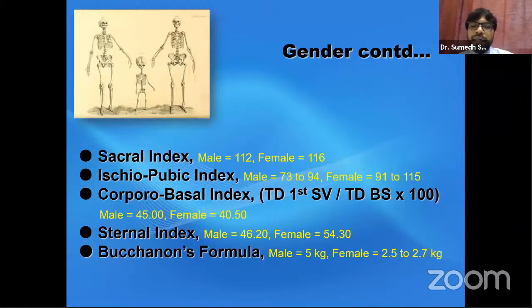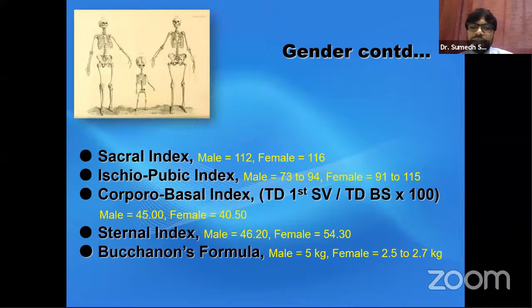Then in case of female, it is around 91 to 115. So this is the ratio. Then there is one more index, that is the corporobasal index. This corporobasal index is calculated mainly to identify the male sacrum, basically.